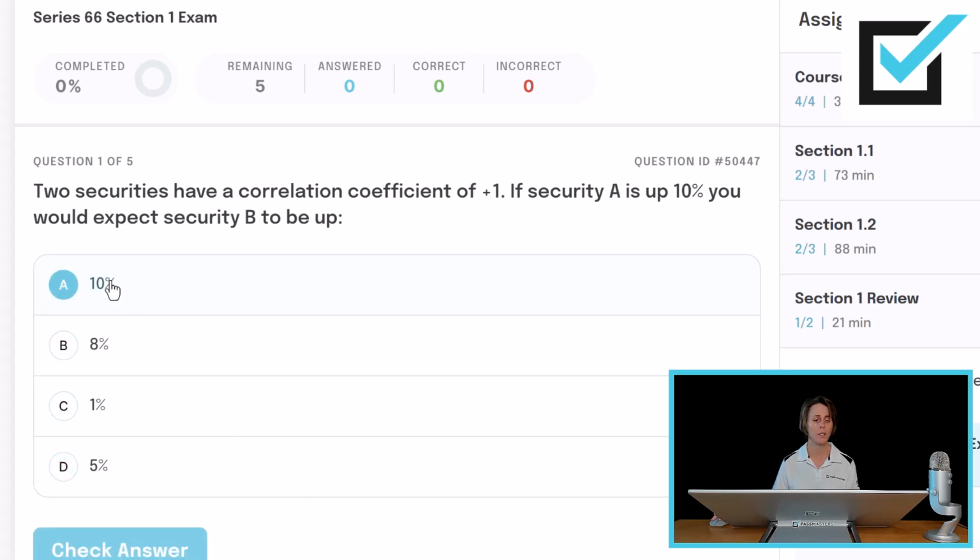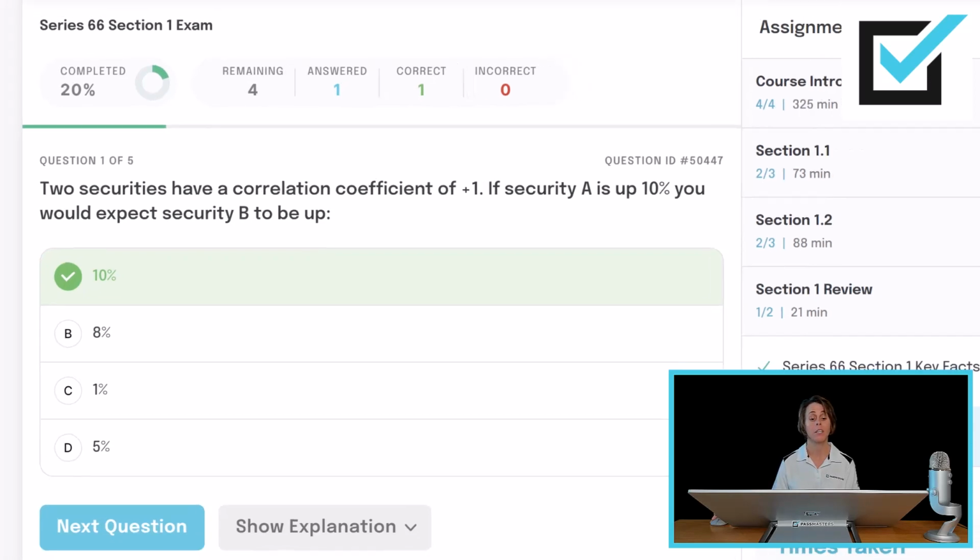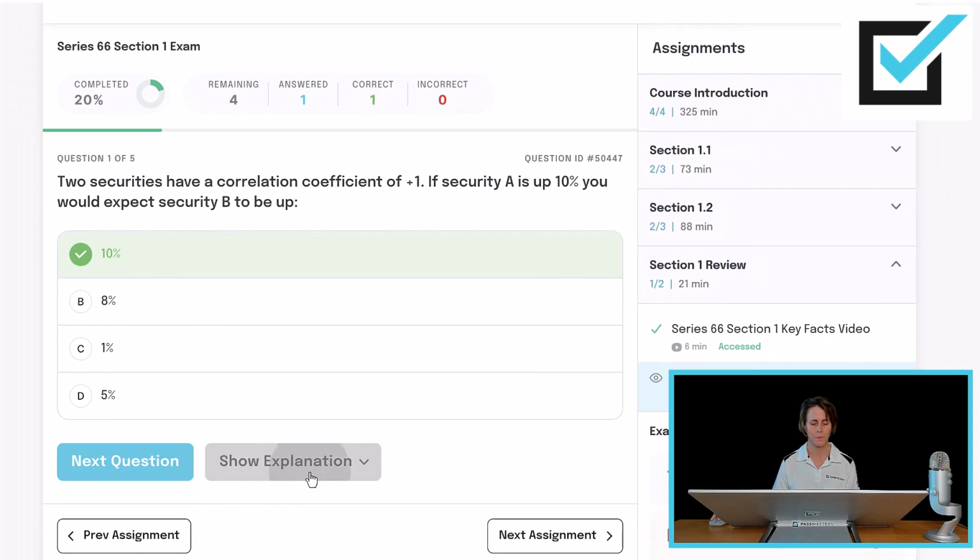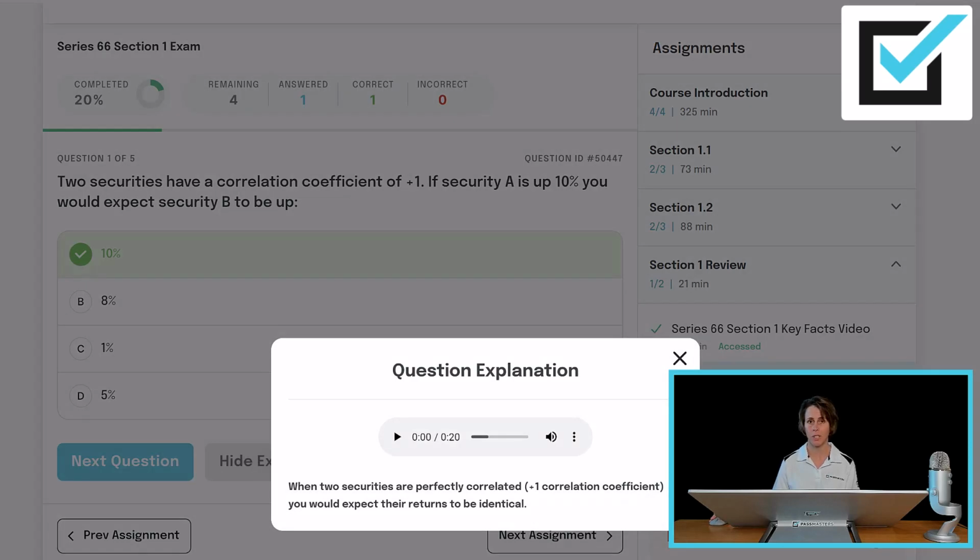So you pick what you believe is the correct answer, click check answer. You know you got it right if you get that green check mark. You can click show explanation. Read the rationale. You can also listen. So all of our questions have audio explanations to appeal to my auditory learners.